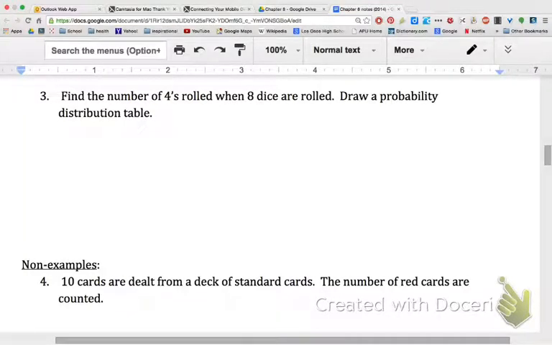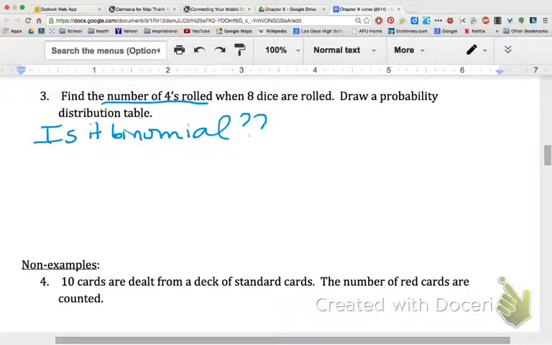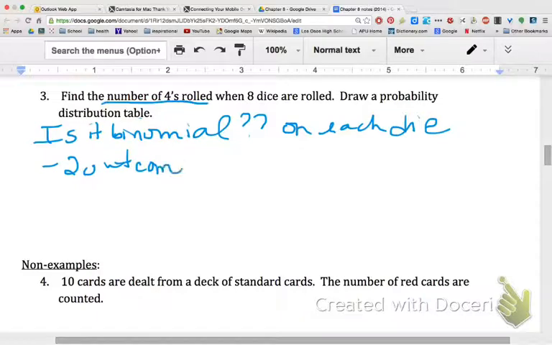So now I'm trying to keep track of the number of fours if I roll 8 dice, and I want to check again, is it binomial? So on each single die, I have 2 outcomes. I get a 4 or not. And I have a fixed number of trials.